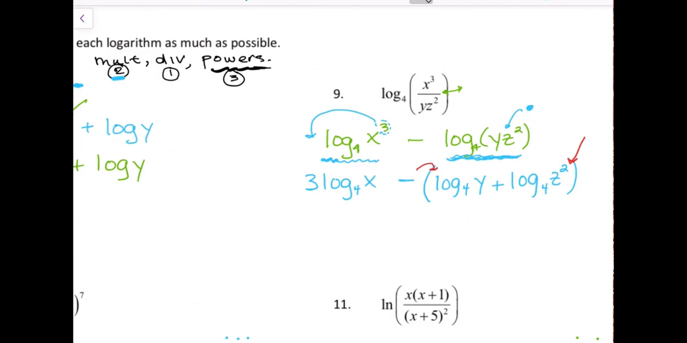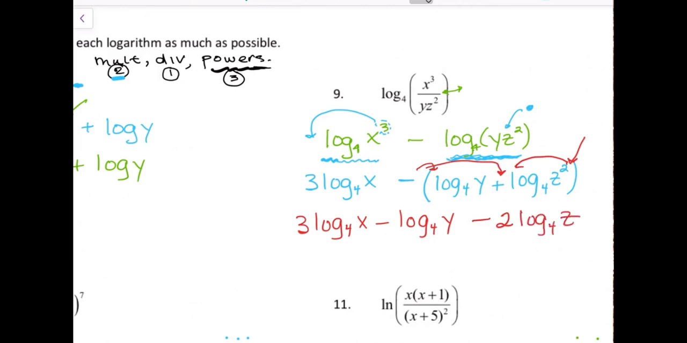So my final result is going to be 3 log base 4 of x minus log base 4 of y minus, when I distribute, and again, I'm going to pull the 2 out in front, so I'm going to have minus 2 log base 4 of z. So if you didn't put parentheses around here when you split at the multiplication sign, you would not have had the right operation sign here. So just be careful with the minuses.